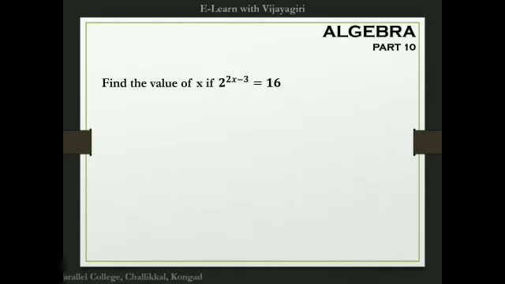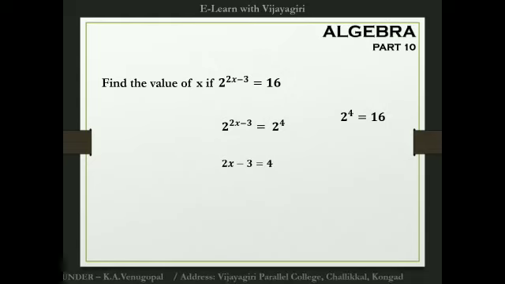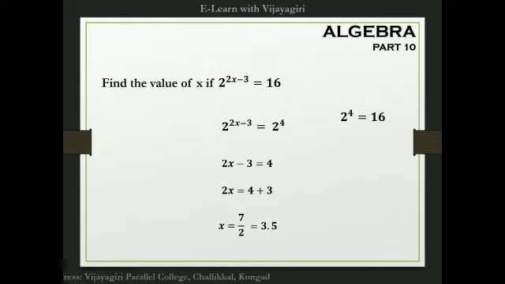One more example. Find the value of x if 2 to the power (2x - 3) equals 16. This is an exponential equation. So 16 you have to write in terms of 2. We know 2 to the power 4 equals 16. So we can write it as 2 to the power (2x - 3) = 2 to the power 4. Now bases are equal, so powers should be equal. So we can write 2x - 3 = 4. Minus 3, when taken to the other side, becomes plus 3, and 4 plus 3 is 7, and multiplication by 2 we can take to the other side as division. So x will be equal to 7 by 2, and the answer will be 3.5.